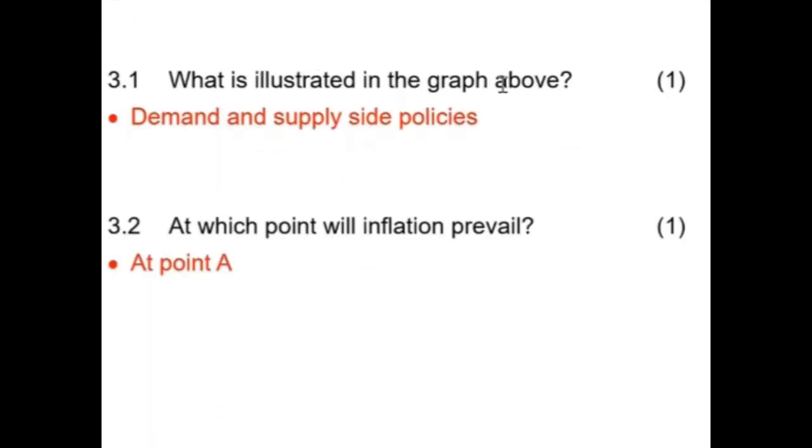What is illustrated in the graph above? Okay, so they say demand and supply side policies. Again, if you wrote something in the line of economic paradigm or inflation due to only focusing on the demand side, if you were in my class, I would read it, and if it makes sense, I would mark it. Okay, at which point will inflation prevail? Sure, that's beautiful English, but it's difficult. What does prevail mean? Happen. Where will inflation happen?